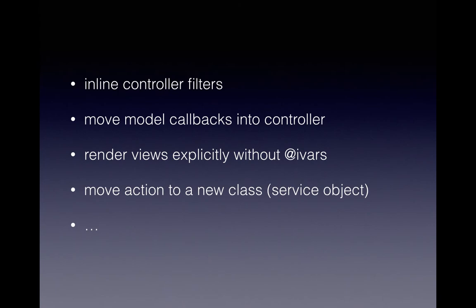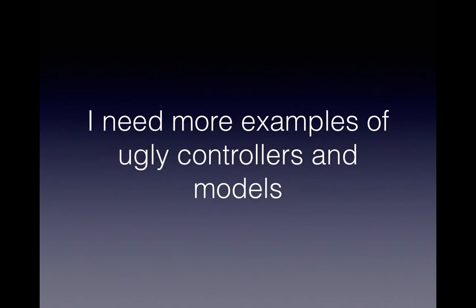There is a bigger number of these kinds of techniques that I wrote down, and at the end you can move the action to the new class. You have the service object, which is decoupled from Rails, and now you can realistically talk about those nice architectures. So I started writing down what we learned about those techniques, and create a step-by-step guide. But I need more examples of ugly controllers and models.